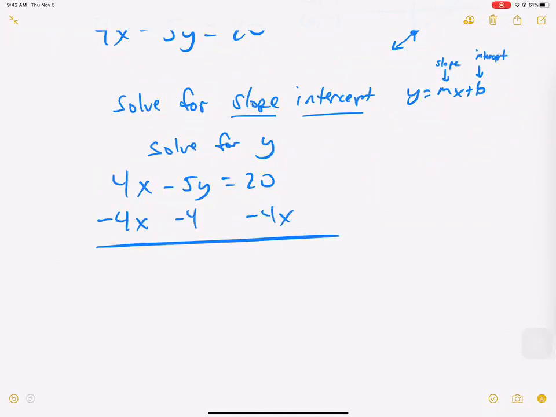Please don't do this. I've seen kids do this where they minus everyone. But remember, we have an equal sign here. And does it look fair that I subtracted 4x? If I subtracted 4x from the left side twice, that's not fair. That's like double taxation. Negative 5y. Don't forget the negative, please. Oftentimes people forget the negative because you're rushing.